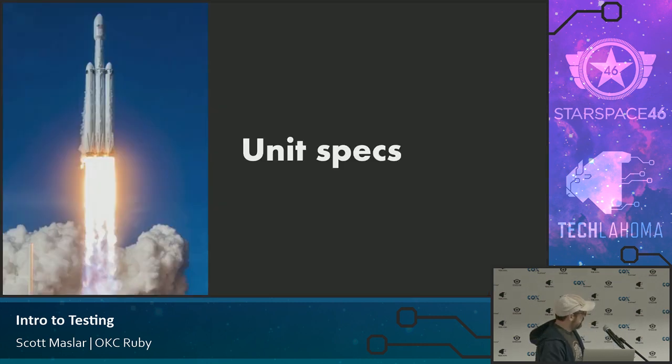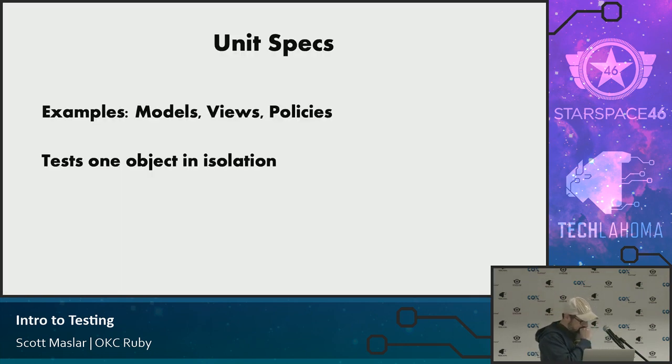Okay, so let's look at some unit specs. Specs, tests. If you use RSpec, everything is called spec for some reason. If you use Minitest, everything's called test. These words are interchangeable. So like I said, with unit specs, we're talking about models, we're talking about testing views, we're talking about testing policies, anything where it's one component more or less in isolation.